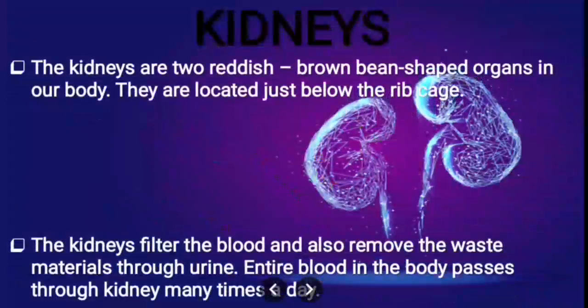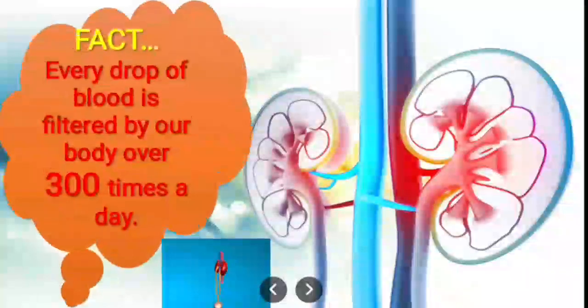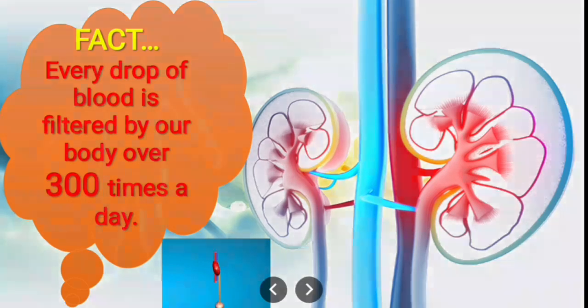Next is kidneys. The kidneys are two reddish brown bean-shaped organs, like rajma, and they are located just below the rib cage. The kidneys filter the blood and also remove the waste products through urine. The entire blood in the body passes through the kidneys many times a day. One more fact we should know: every drop of blood is filtered by our body over 300 times a day.